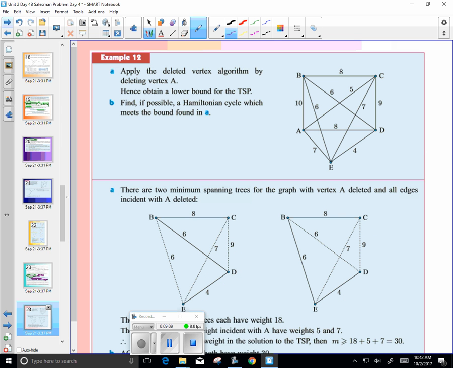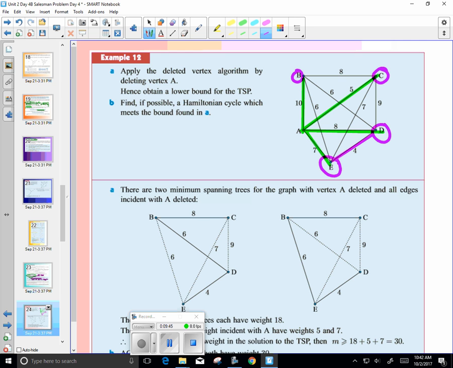So let's do one here. Apply the deleted vertex by deleting A. Oh, I love it when they tell us which ones to delete. So we're going to do it. We're going to delete this one. This is off the table. Okay? So now we're going to find the minimum spanning tree of those that'll connect B, C, D, and E. So which is the least of those to start with? The 4, ED. So connect those.